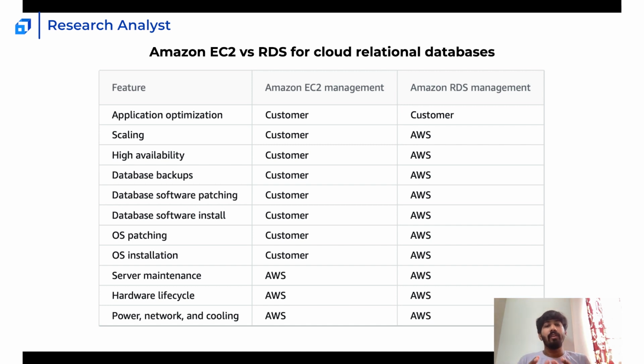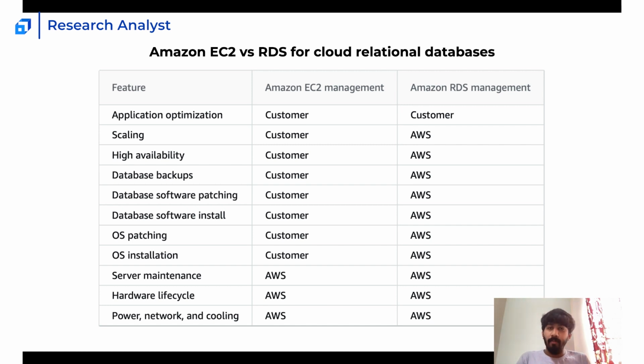This is a basic comparison between Amazon EC2 and RDS. Let's say you're launching a relational database on EC2, and you're using the RDS service for the relational database. What will you have to manage and what will AWS manage? If you're using Amazon EC2, in that case, application management, scaling, high availability, database backups, software patching, OS installation, all of this should be managed by you. You would be selecting the operating system. You would be installing the software. You would be patching the software. You would be updating the software. You would be updating the server.